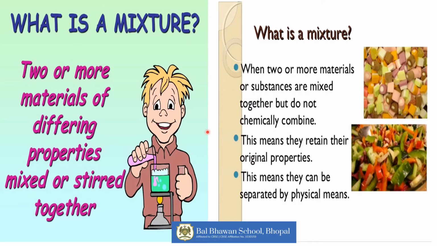Now, here we have discussed the word mixture so many times. You should be clear what a mixture is. So let us define what a mixture is. A mixture is two or more materials which differ in properties and are mixed or stitched together. That is, in a mixture, two or more materials are mixed together, but do remember that they do not combine chemically. That means no chemical reaction takes place between the components of a mixture.